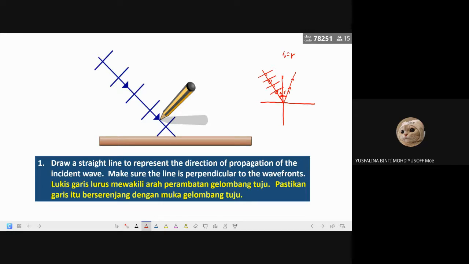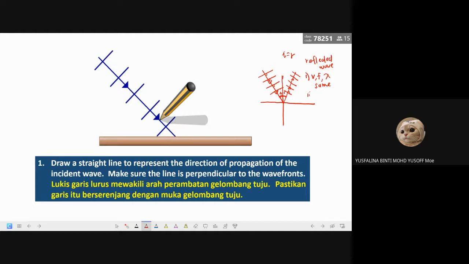And then after that you draw the wavelength. The wavelength must be the same before and after, because that is the characteristic of the reflected wave. So for the reflected wave, the speed, the frequency, and also the wavelength are the same before and after reflection.